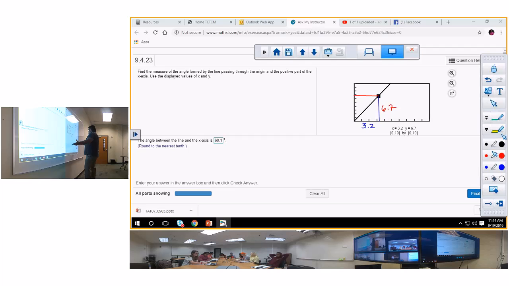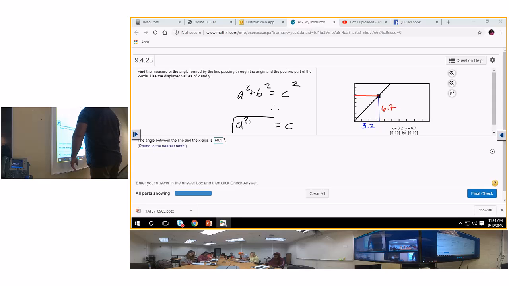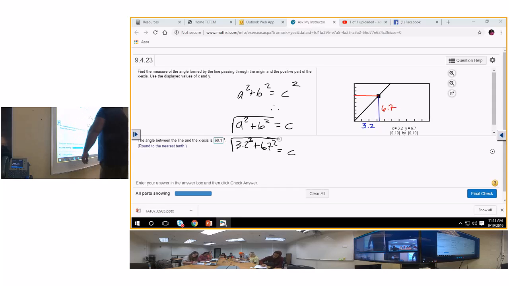So now you can use whatever you want to. I don't care what you use, but A squared plus B squared is equal to C squared. Therefore, C is equal to the square root of A squared plus B squared. So C is equal to the square root of 3.2 squared plus 6.7 squared. Somebody do that for me in your calculator, please.